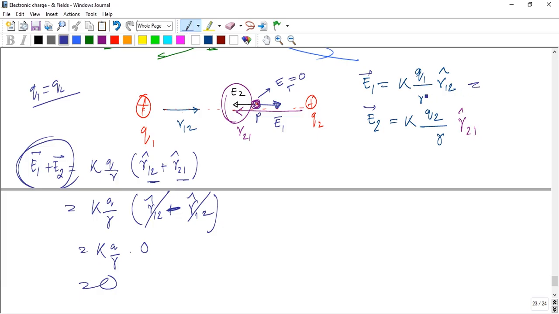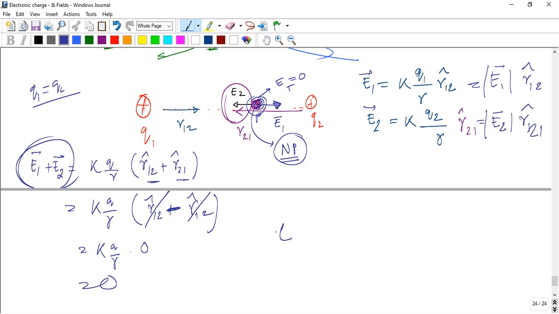The magnitudes of E1 and E2 are the same, but the directions are different, R12 cap and R21 cap. So we get the neutral point. When the electric field at a point is 0, this point is called a neutral point, and this zone is called the neutral zone. That's very important: at the neutral zone, E neutral, the electric field is 0.